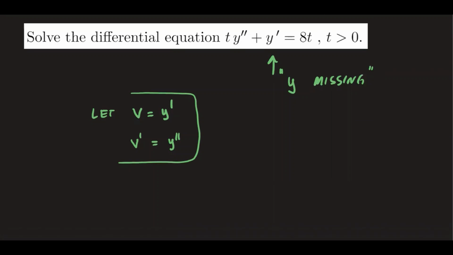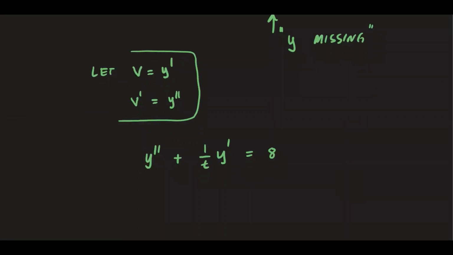So before I substitute, I'm going to go ahead and solve for y double prime by simply dividing both sides by t. Since t is greater than 0, I'm allowed to do that. So we have the following equation. We have y double prime plus 1 over t times y prime is equal to, now 8t over t, that's just 8.